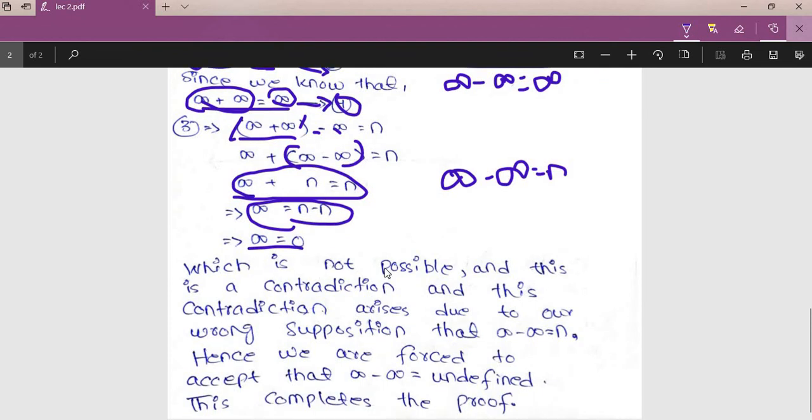which is not possible, and this is a contradiction. And this contradiction arises due to our wrong supposition that infinity minus infinity is equal to n. Hence we are forced to accept that infinity minus infinity is undefined. We don't have any answer for this in math, unfortunately. So this completes the proof.